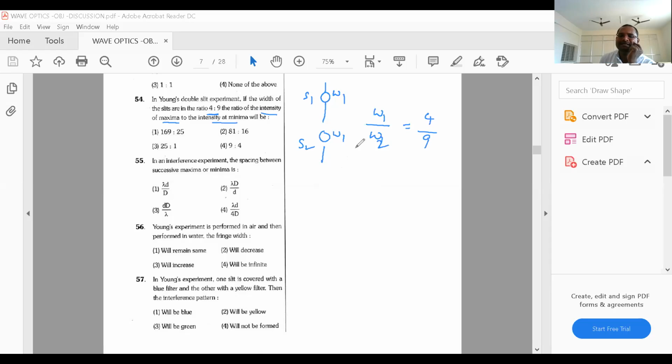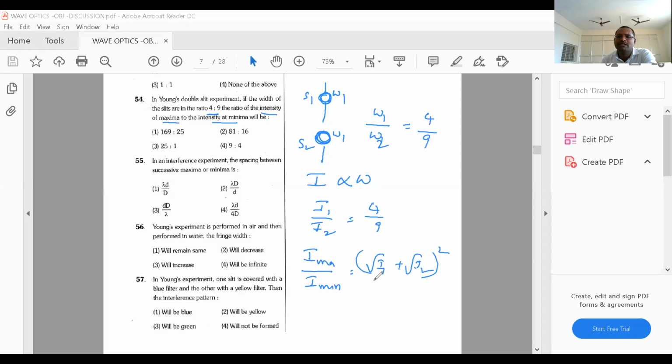Intensity of light is directly proportional to the width of the slit. If the width is more, then the intensity coming from this slit will be more. So intensity is directly proportional to width. That means I1 by I2 we can write as 4 by 9. And we know the ratio of I maximum by I minimum is root I1 plus root I2 whole square by root I1 minus root I2 whole square. Substitute these values in this, you will get the answer.